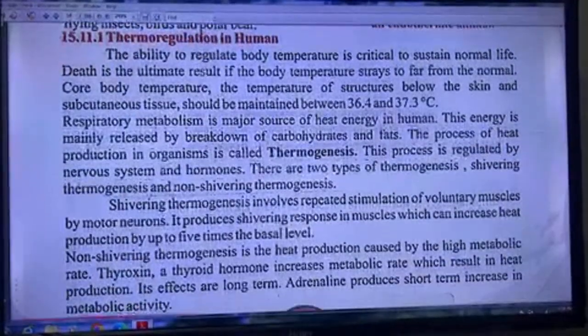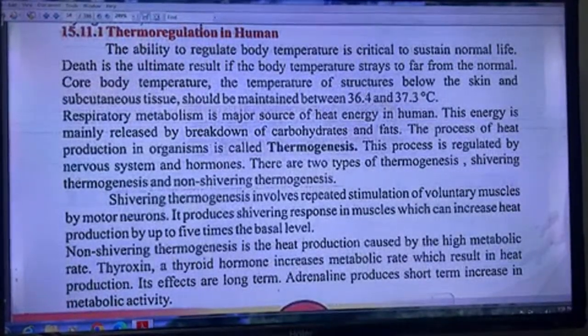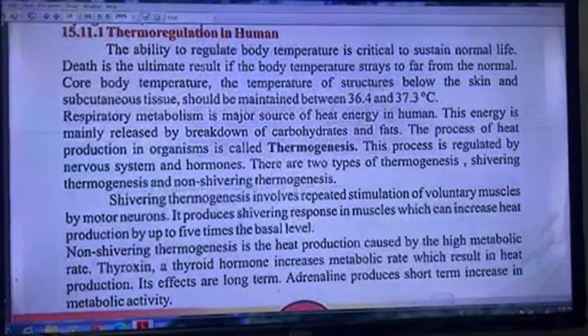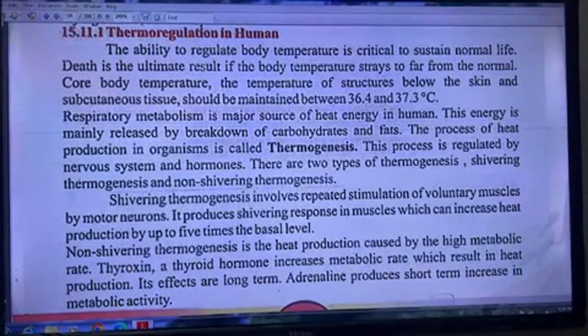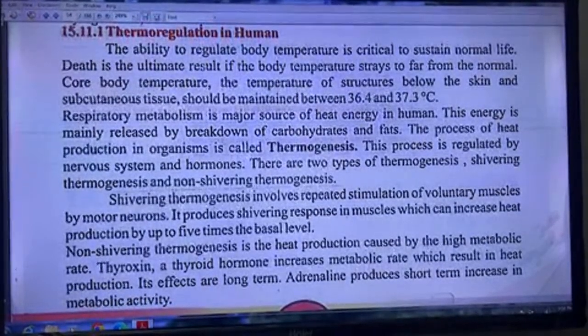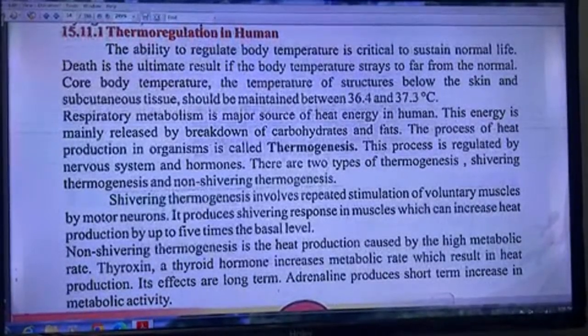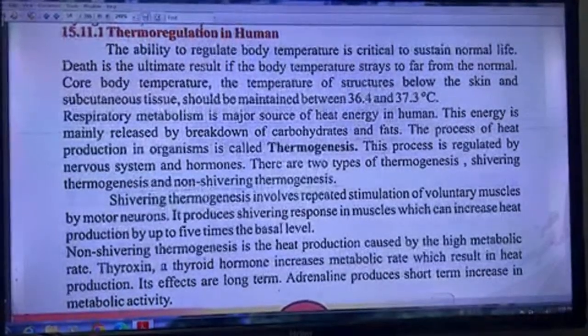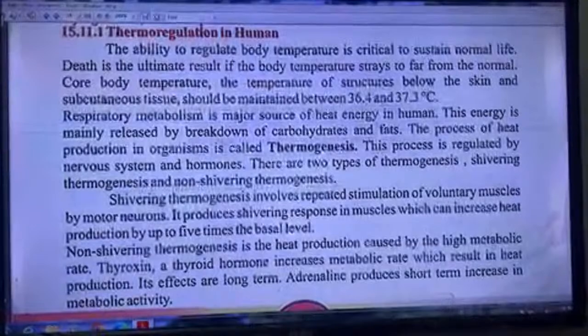The ability to regulate body temperature is critical to sustain normal life. This is the ultimate result of body temperature stress too far from the normal. Core body temperature, the temperature of structures below the skin and subcutaneous tissue, should be maintained between 36.4 and 37.3 degrees centigrade. Respiratory metabolism is the major source of heat energy in humans. This energy is mainly released by breakdown of carbohydrates and fats. The process of heat production by an organism is called thermogenesis. This process is regulated by the nervous system and hormones.